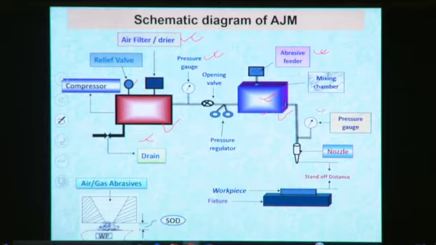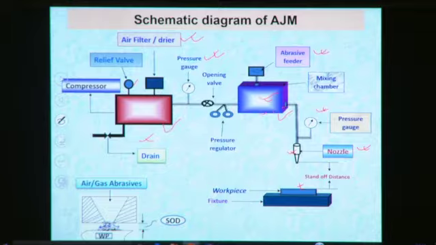again one pressure regulator is there to regulate the pressure of the air abrasive mixture. Now after that there is a nozzle. This homogeneous mixture of abrasive and air comes through this nozzle here, and this is the workpiece. Ultimately it will hit the workpiece.